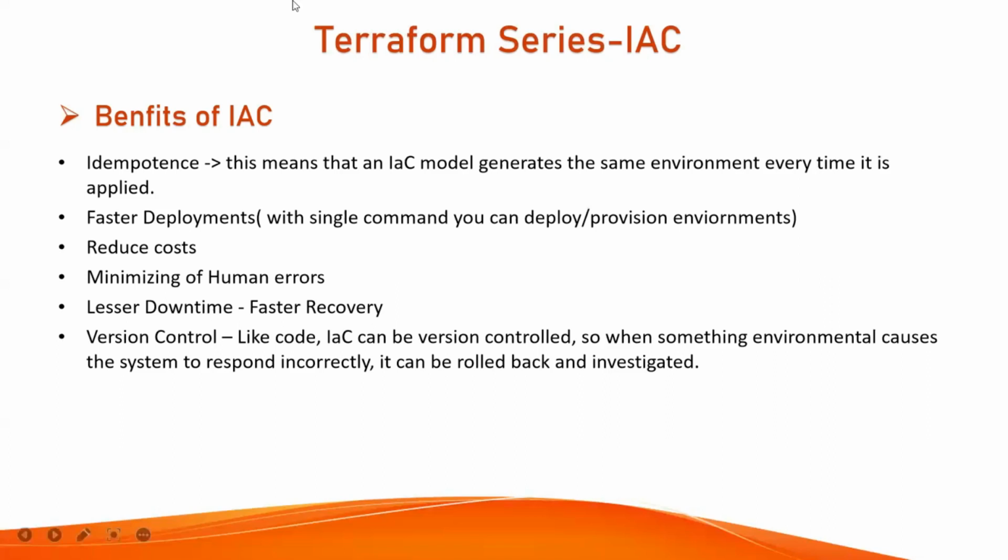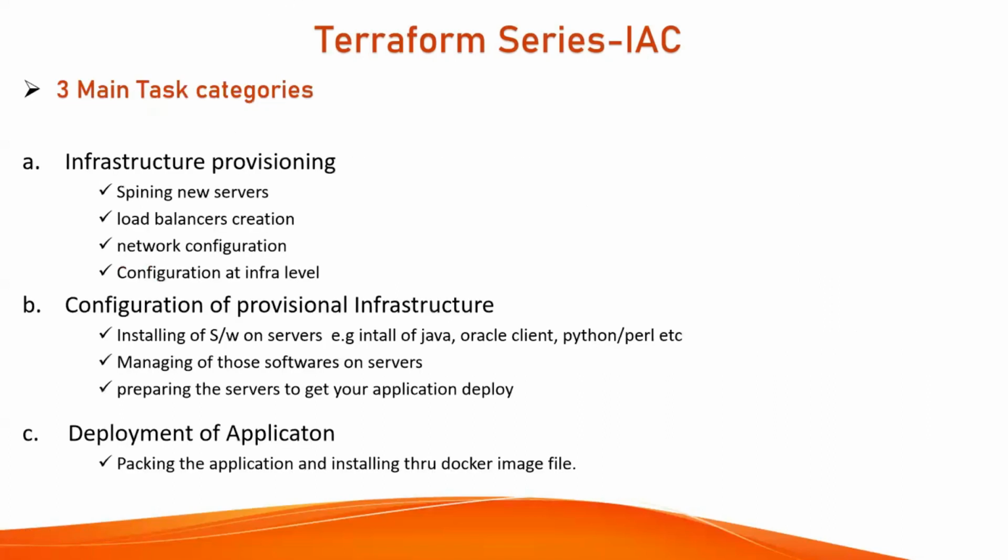Now, let's move to another topic, where I have categorized IAC into three categories. The first one is infrastructure provisioning. In this category, you will be creating new servers or spinning up new servers, creating the load balancer, and network configuration at the infra level, which I mentioned, NFS, right?